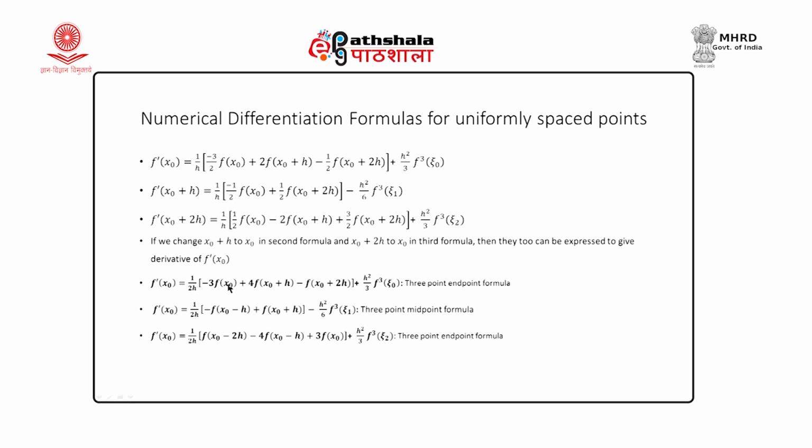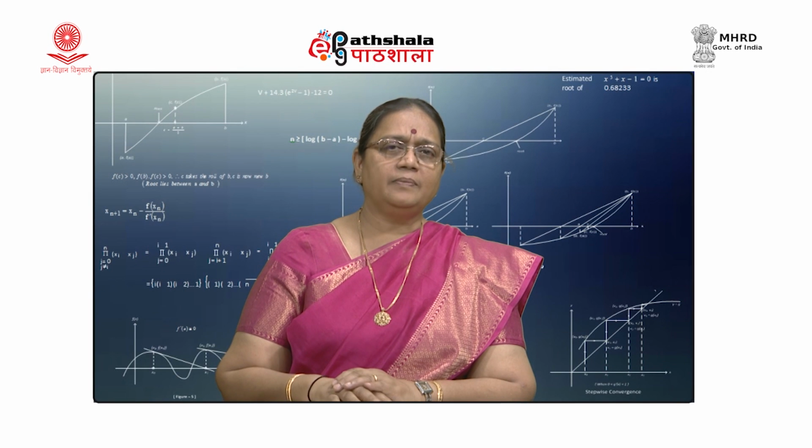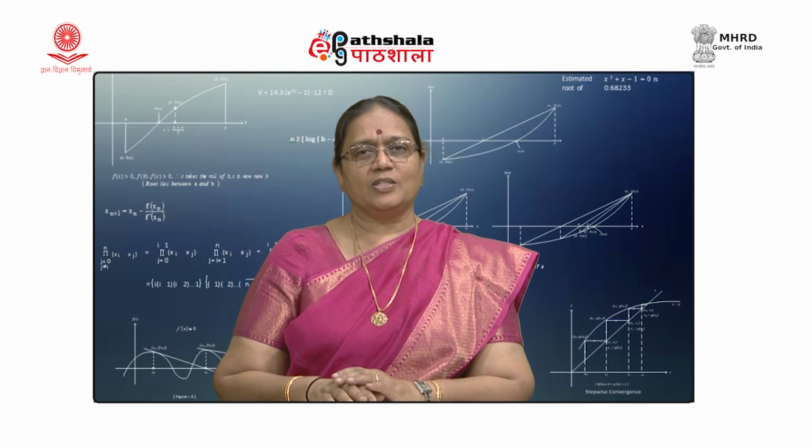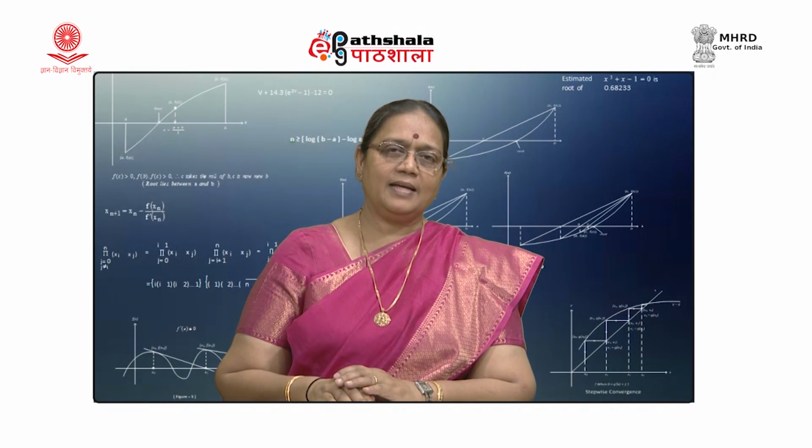Now, if you look at the first and third formula, they are called endpoint formulas, and the second formula is called the midpoint formula. The reason is that the derivative we are estimating at the point x0 is at a midpoint, and the other 2 points are on the other 2 sides of x0: x0 minus h, x0 and x0 plus h. These are the 3 points, and we are estimating the derivative at x0.